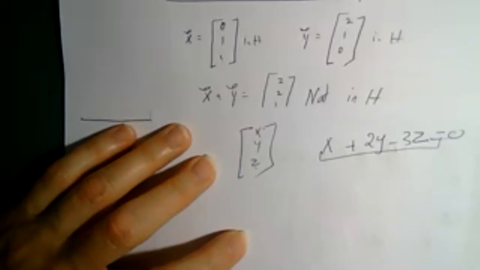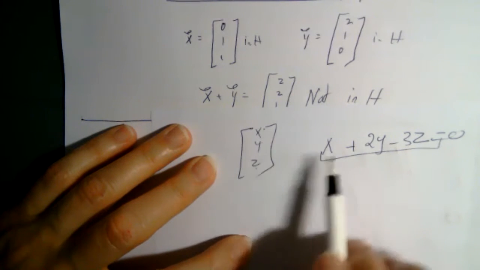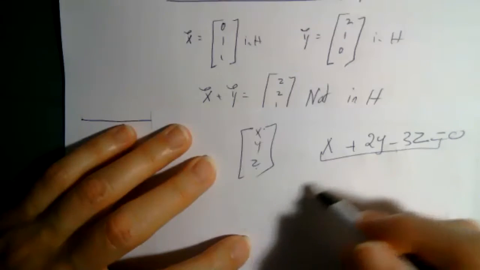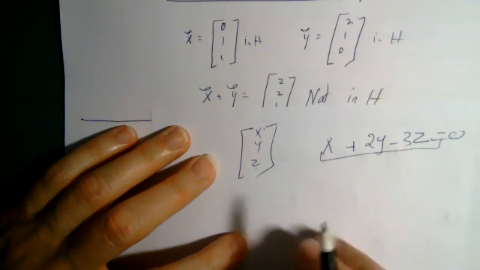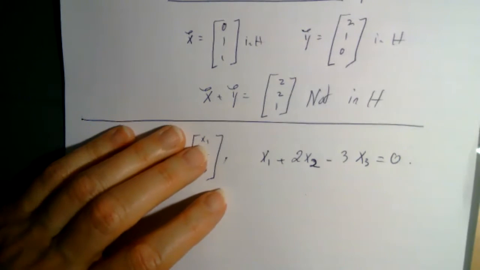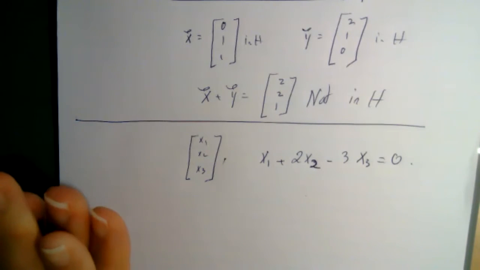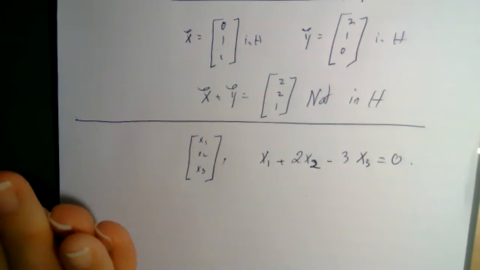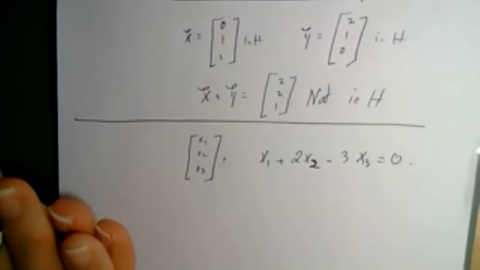Is 0 a point on this plane? Yes, absolutely, because 0, 0, 0 satisfies this condition. So this is nothing more than a plane in R3, a plane through the origin. Do you expect it to be a subspace? If you visualize it geometrically, it has to pass through the origin. We will prove everything algebraically, but I want your intuition clear.